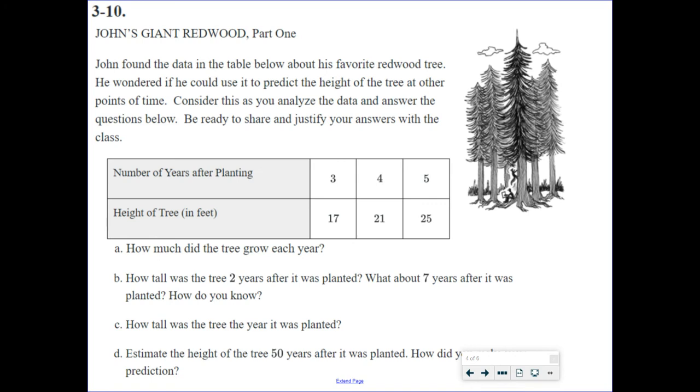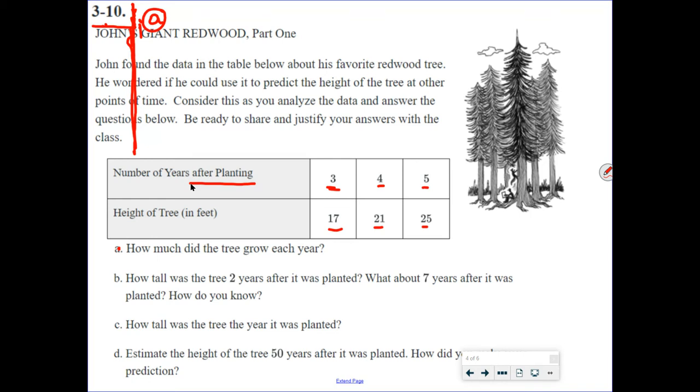So we've got this table right here, and you see number of years after planting. So after planting the tree, 3 years after he planted it, he got this data, okay? And then 4, and then 5 years. And the height of the tree in feet, okay? So what we're going to do is answer, please write, 3.1.2 at the top of the page, and there's your problem 3.10, and this should be on the left-hand side of your paper. Here's the red line, you write 3.10 on the left of that red line, and then you write A, and we're going to answer these questions down here, okay?